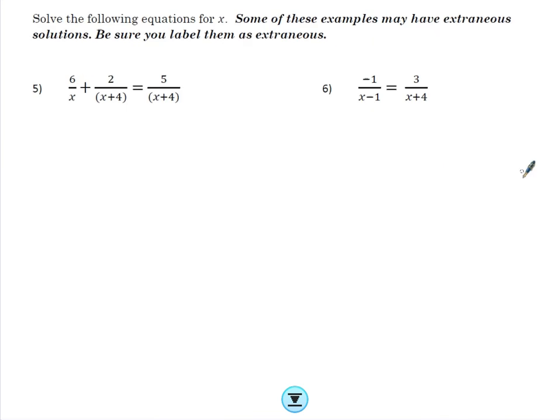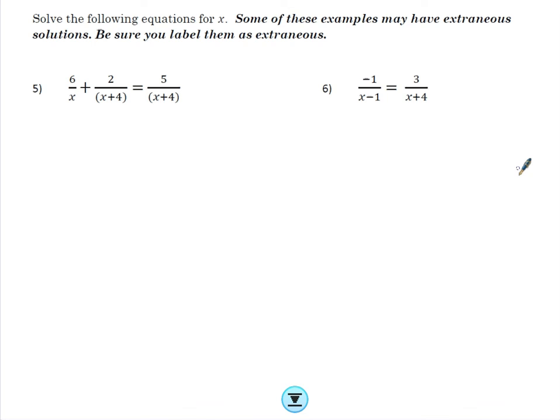So what we're going to do now is we're going to solve these equations, but before we do that, we're going to actually find our possible extraneous solutions first, before we even solve anything, before we do anything, so that when we get to the end, we can quickly see if our solution is real or extraneous. So let's go ahead and do that for number 5 here.